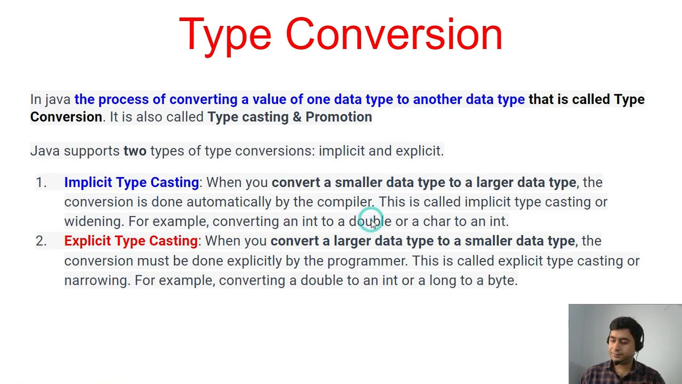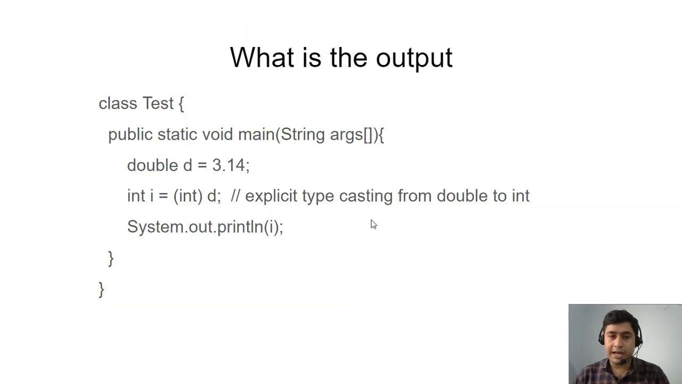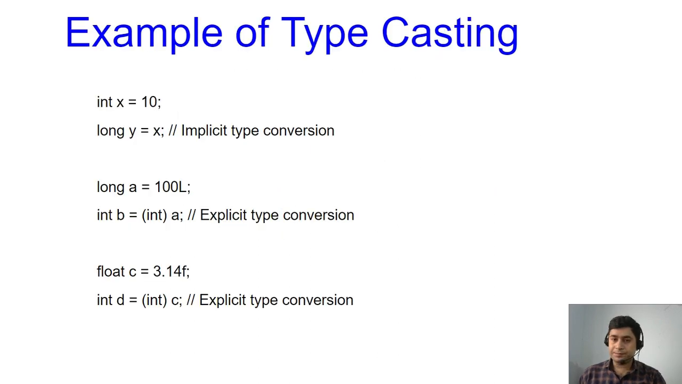Next, let's look at some examples of casting. So what is the output? For example, int x equal to 10, you have one variable called int x equal to 10, long y equal to x. So this is the integer type and this is the long type, this is the glass and this is the bucket. So easily you can store the x value into the y. So that is called implicit typecasting. There is no data loss here.